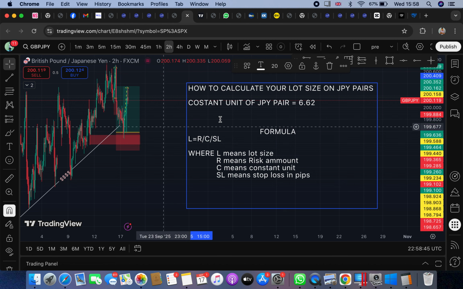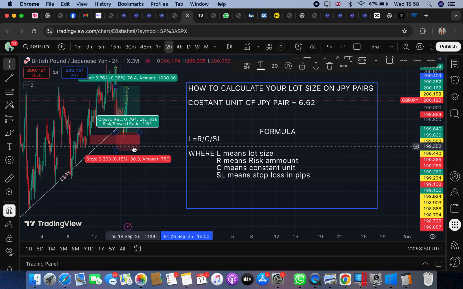So this is a tutorial on how to calculate your lot size on a JPY pair. I called out this trade, and the pips was 30 pips here. Look at the pips: you can see this vertical line moving in between this 30. This area is where you can see your pips using this long and short tool.